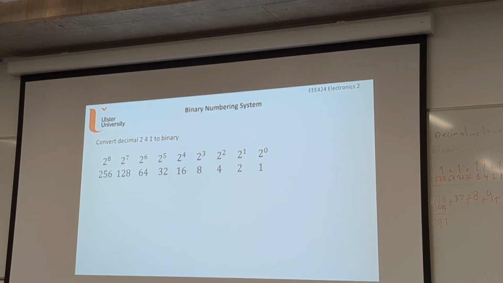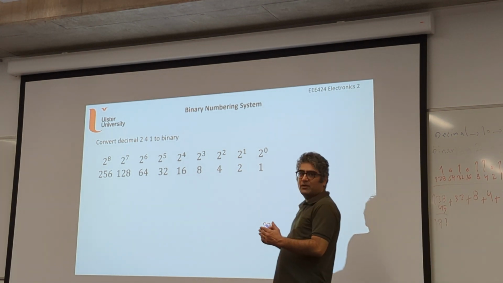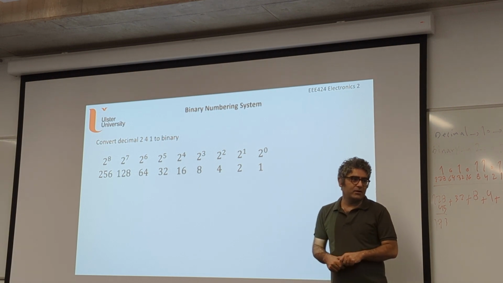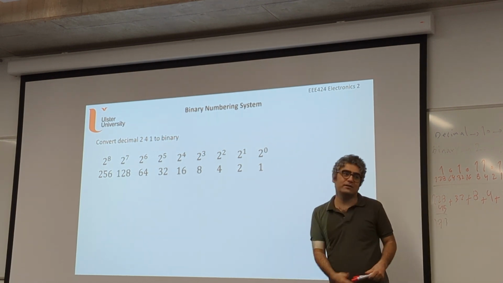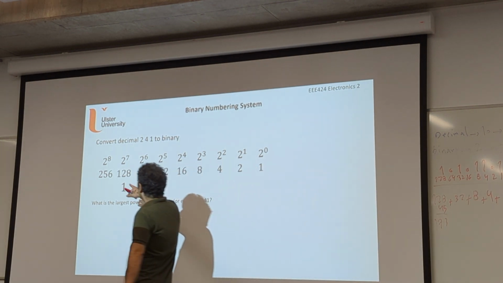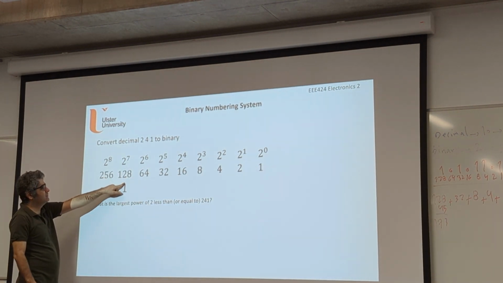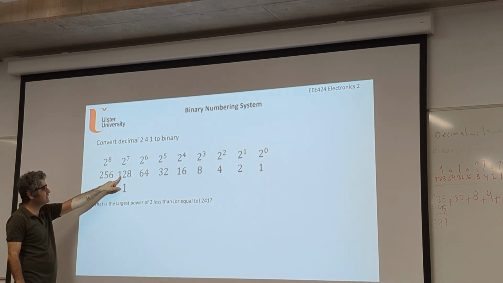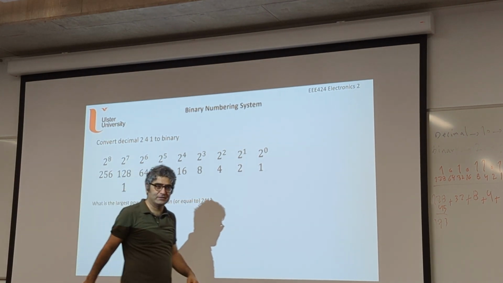Then we know the value is 241. So we stop at 256. Why? Because we do not need more than that. Okay? Because 241 is less than 256. Then we start. So, what is the largest power of 2 less than or equal to 241? 256. No, sorry, 128. It means that 241 is between 128 and 256. We put 1 here. Then we subtract this from 241.